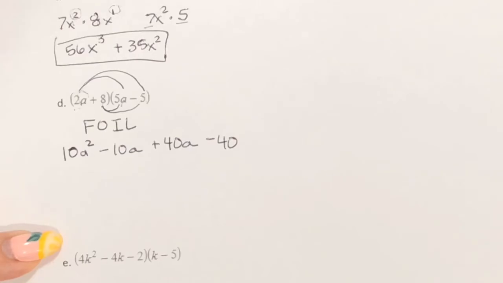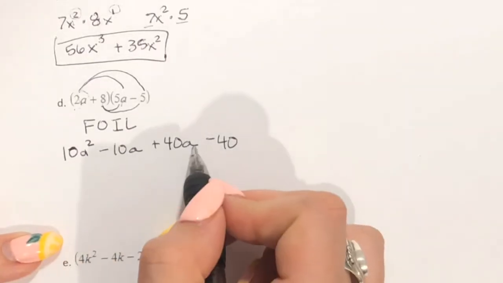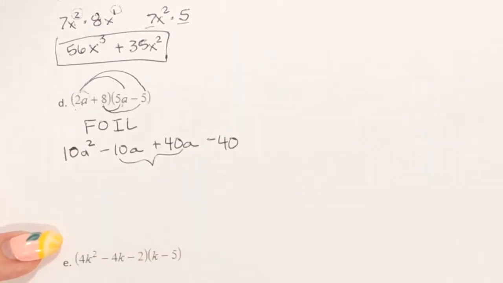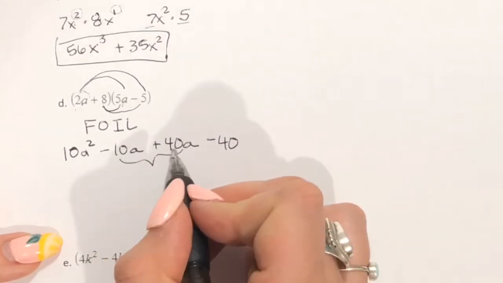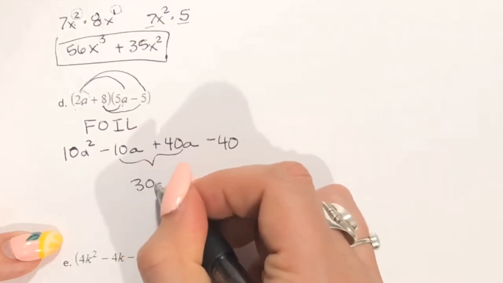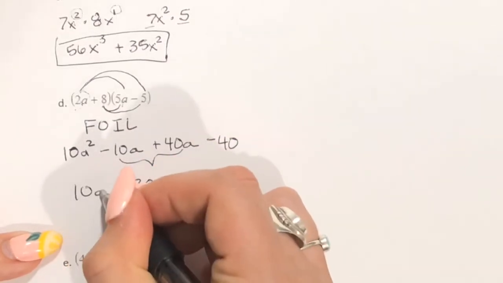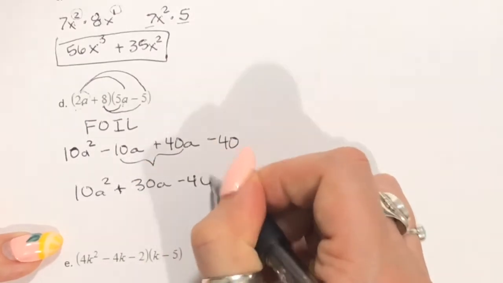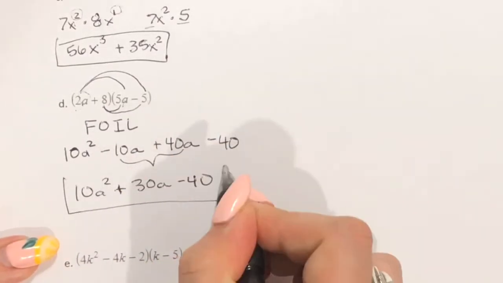And so then once you get to this step, just check to make sure you have it simplified. A lot of times you're going to have like terms that you can combine, which in this case we do. We have those a's there. So if I have negative 10a and I'm adding 40a to it, that's going to leave me with 30a. So I have 10a squared plus 30a minus 40, and that would be my answer.